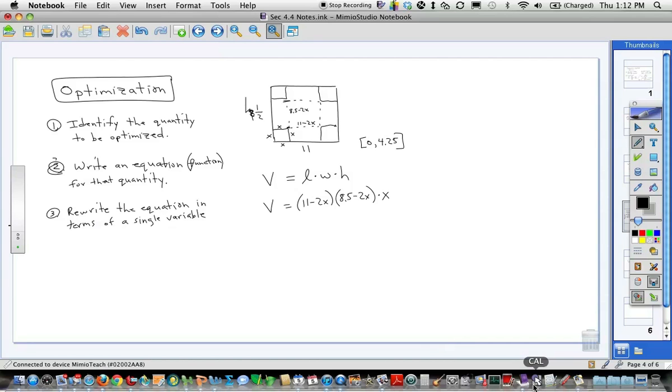That would use up the whole 8.5 side, right? And so then, again, we'd have no volume. It would just fold into a flat piece of paper, folded up, because the one side we'd have cut all of it out. So you would end up with half of 8.5, which would be 4 1/4. So there's my endpoint.